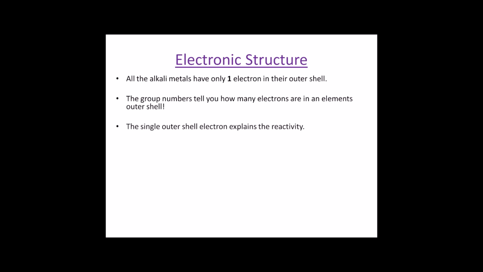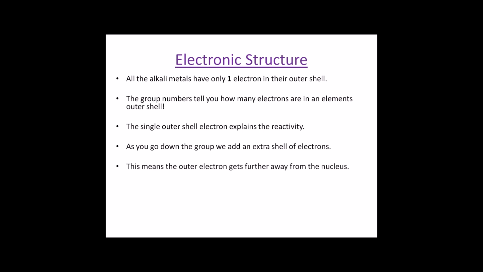That single electron, though, in the group 1 elements, the alkali metals, explains the reactivity of them. As we go down the group, we add an extra shell of electrons. So that shell of electrons gets added on, which pushes the outer electron further and further away from the nucleus. And the alkali metals don't really want to have this single electron in their outer shell. They're quite happy to get rid of it.